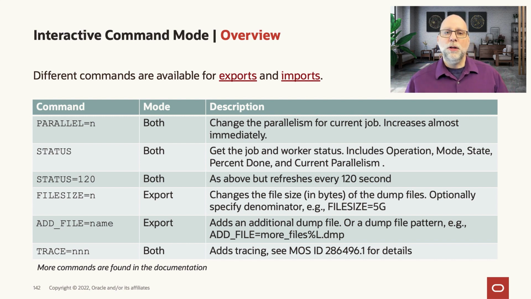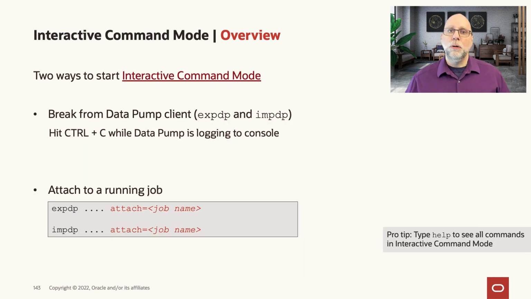There are a wealth of commands that you can issue from the interactive command prompt to affect a running job, and you'll find those in the documentation. So now the next question is, how do you issue those commands, how do you access this interactive command mode? And there are two ways to do it.